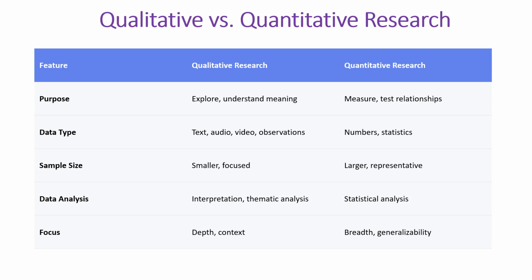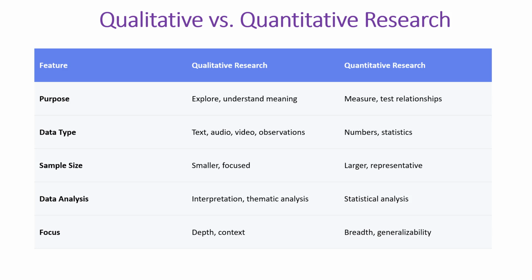In quantitative research, analysis is statistical. We might calculate averages, test correlations, or run regressions. For example, testing whether children in households receiving cash transfers are more likely to stay in school than those who are not. Focus. Finally, qualitative research focuses on depth and context.